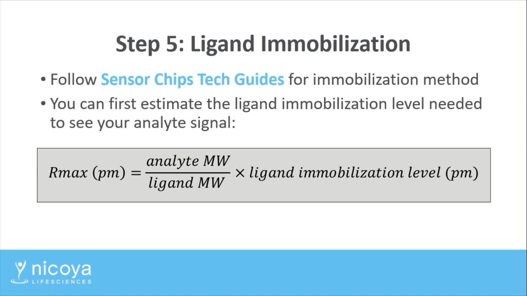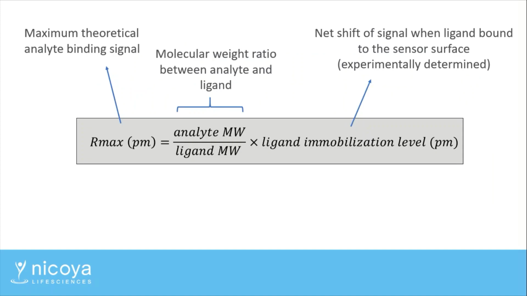And also, while immobilizing your ligand, we have a very useful equation here that you can reference, which I have expanded in more detail here. Now, this equation is used to estimate the maximum theoretical analyte binding signal that you will obtain in an SPR test, and it's depicted here as the Rmax. Now, the units of our response signal are nanometers or picometers, as remember, we are tracking a wavelength position.